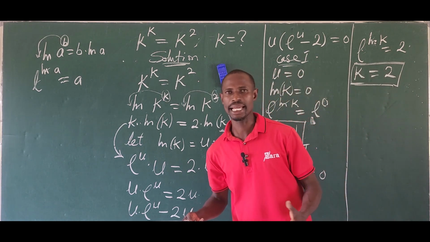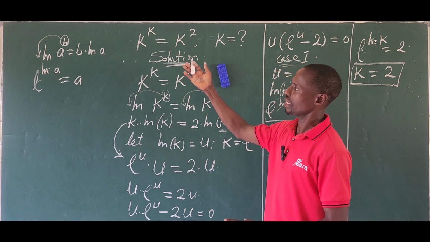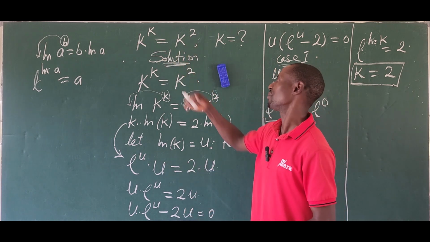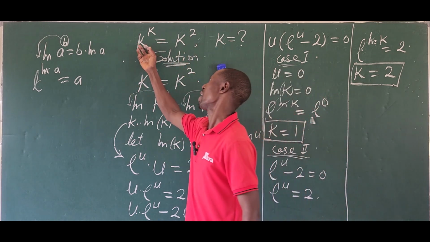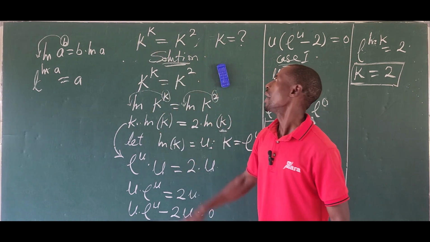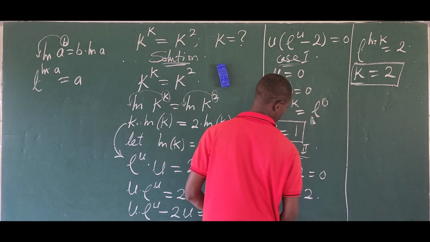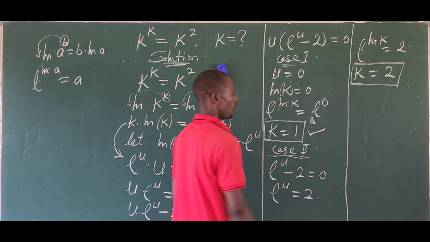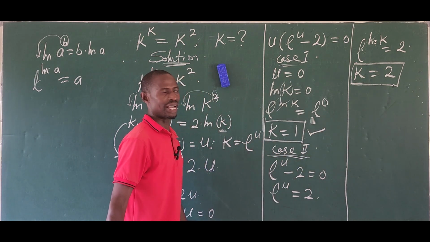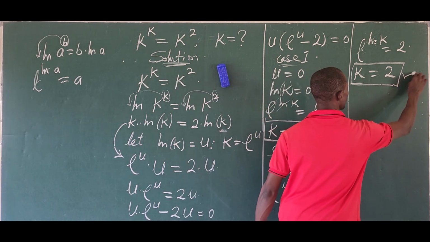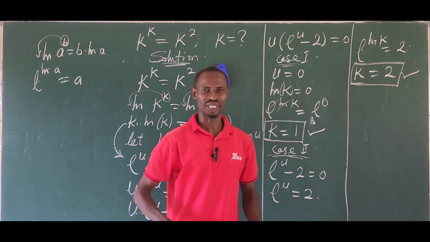Now let's check again if we put the 2 into this expression, if it will satisfy the expression here. So we have 2 to the power of 2 will give us 4, and here we have 2 to the power of 2 will give us 4. So the two answers we solved for, k1 equal to 1, satisfies the original equation, and k2, which is equal to 2, also satisfies the original equation.